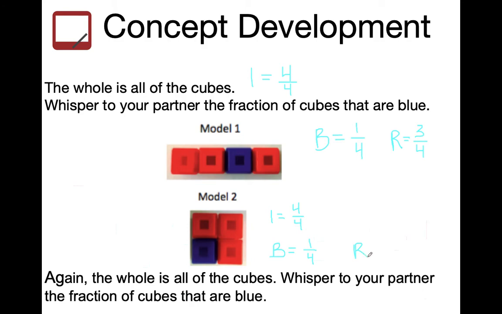Now, how many are red? There are 1, 2, 3. 3 out of the 4 are blue, or I'm sorry, are red. Notice how even though this figure is long ways and this one is in a square, the fractions have not changed. They are the same.